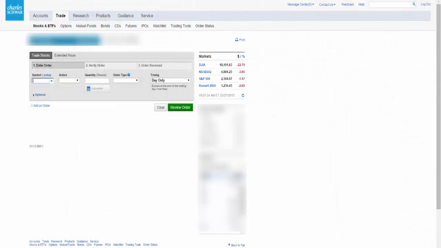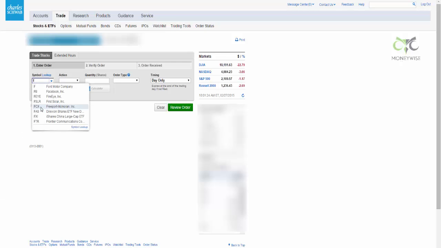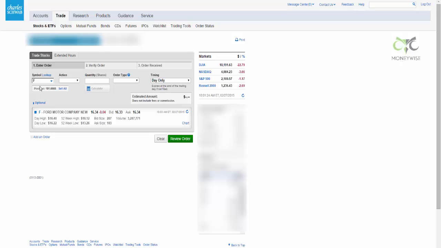Once you log in to your account, select Trade as your action. To begin, type in the ticker symbol for the stock that you want to sell. Remember, a ticker symbol is a unique identifier for a particular stock. Every company traded on a stock exchange has one, and every company's ticker is different. For our purposes, let's sell Ford Motor Company, ticker symbol F. For the action, we enter sell.